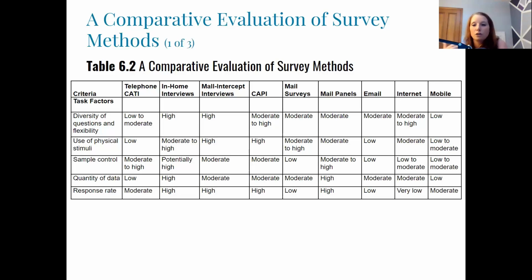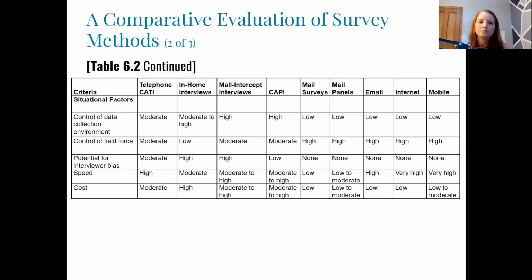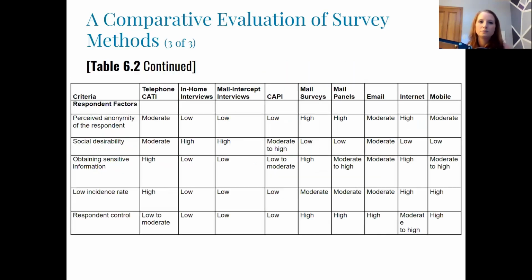But you're going to have a great response rate. You're going to have good quality data. You're also going to have a really high cost to that one, right? Whereas with something like email or internet, you're going to have a really low cost, but you're going to also have a really low response rate. So this is a good place to look at pros and cons of the different survey methods. So lots of different things to consider.